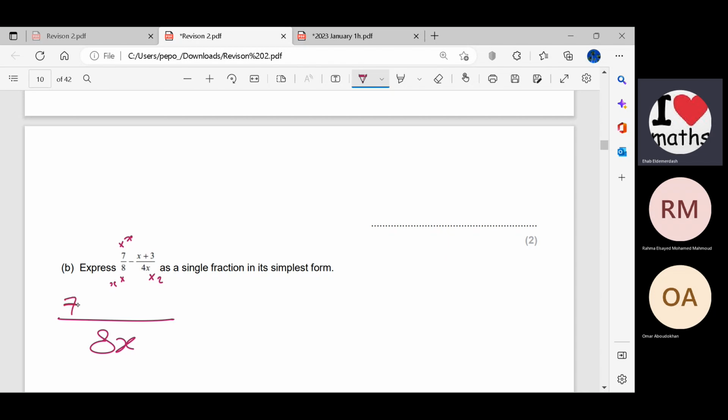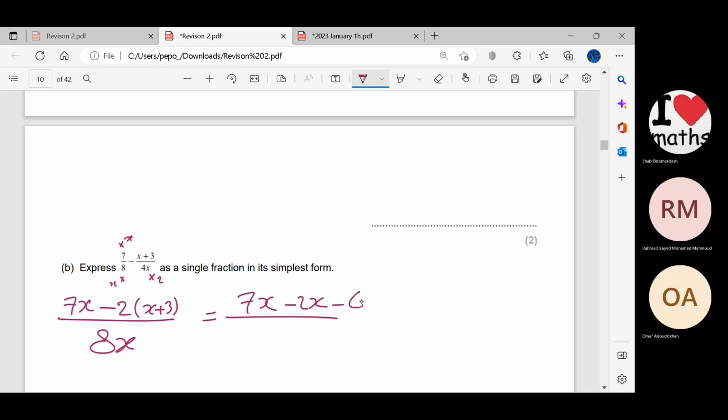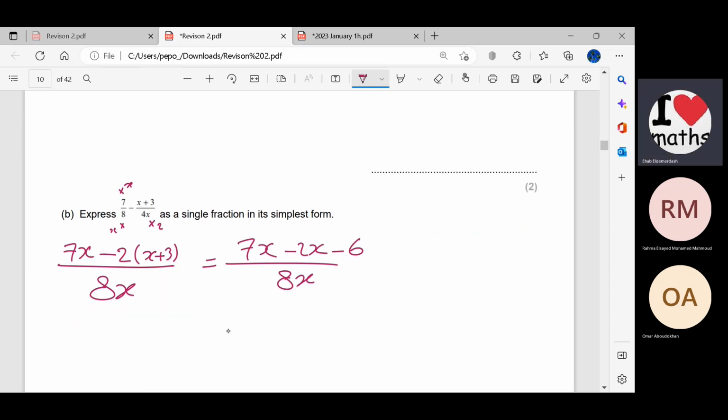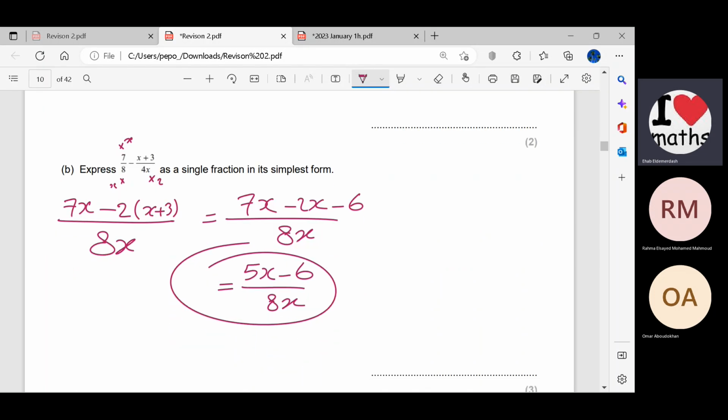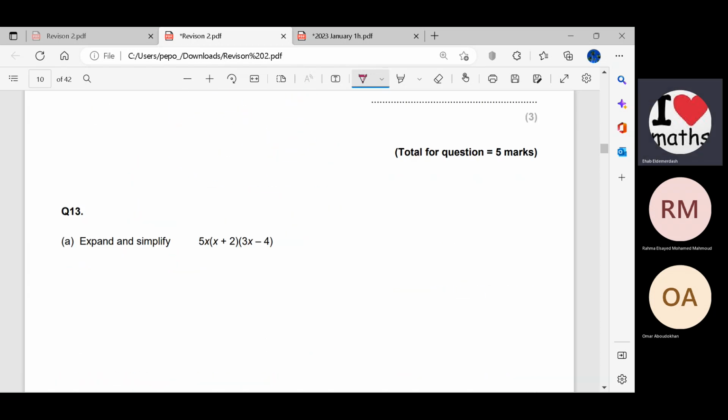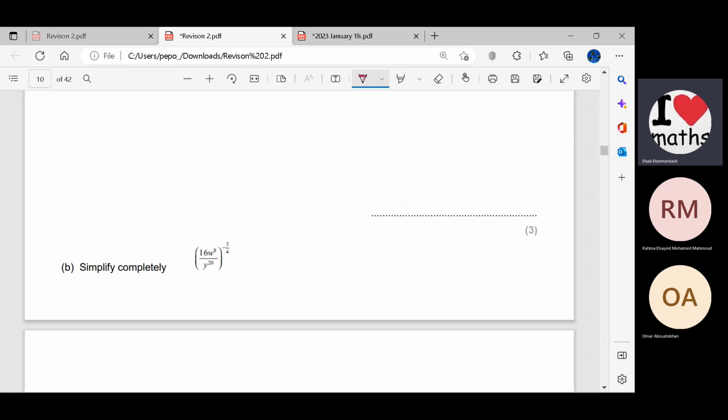Multiplied by x, so it's 7x. On the other hand, minus 2 into the bracket x plus 3, over 8x. And this will give me the answer as 5x minus 6 over 8x. So this is our single expression. Okay, I think we did this question last time. Do you have any problem expanding three terms? I can just complete the first two and multiply by the other.